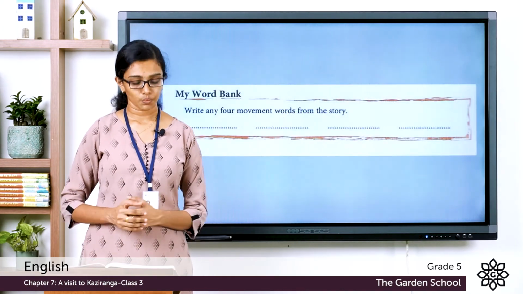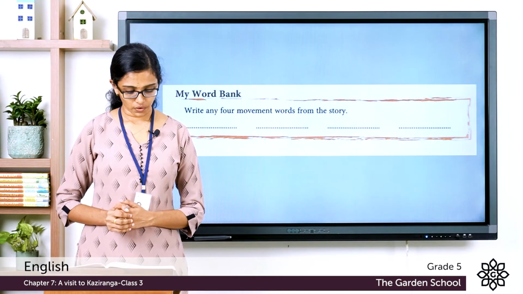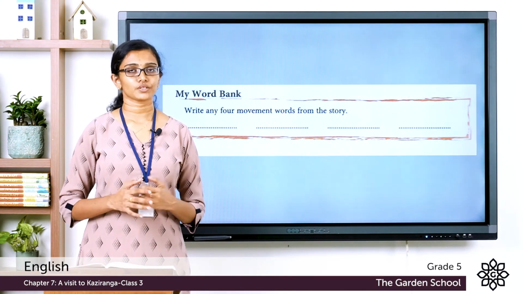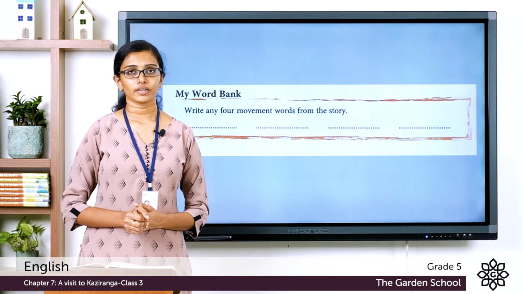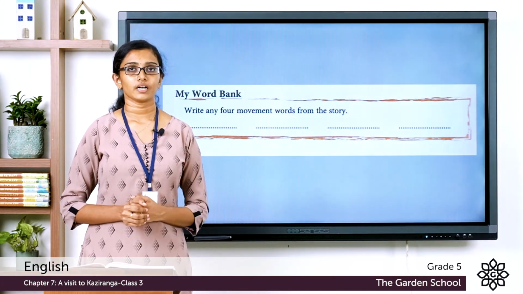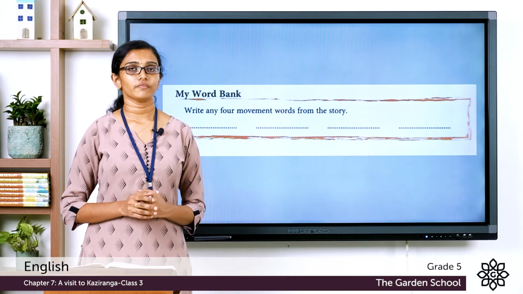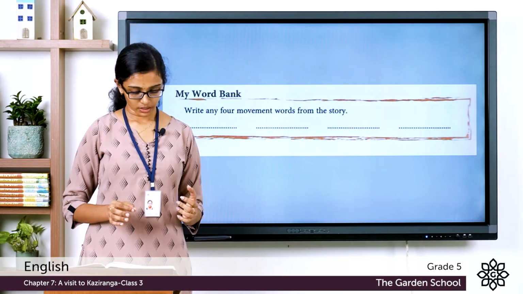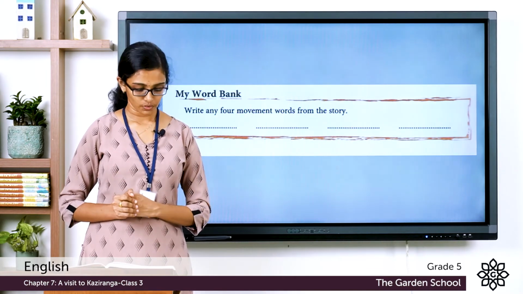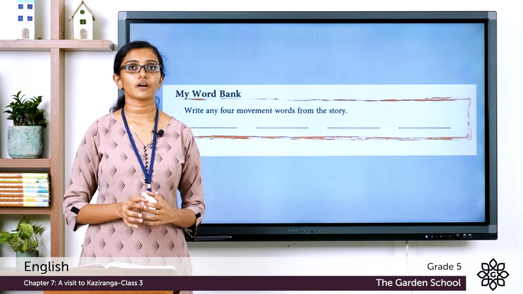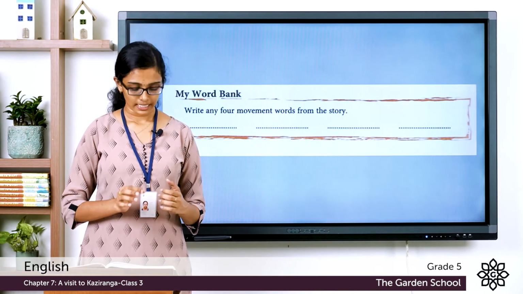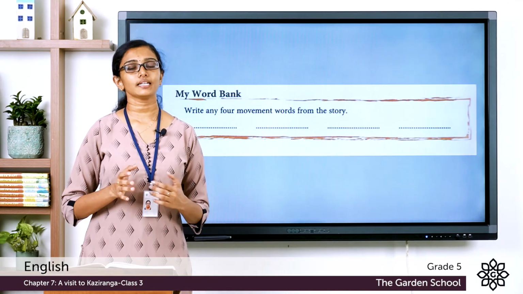It's the My Word Bank. Write any 4 movement words from the story. So we have come across a lot of movement words in the story, A Visit to the Kaziranga. You have to find a few movement words from the story. You need to write at least 4 here. You do this as an activity now. Please pause this video. Find out the movement words from the story. Write at least 4 of them here and then come back.